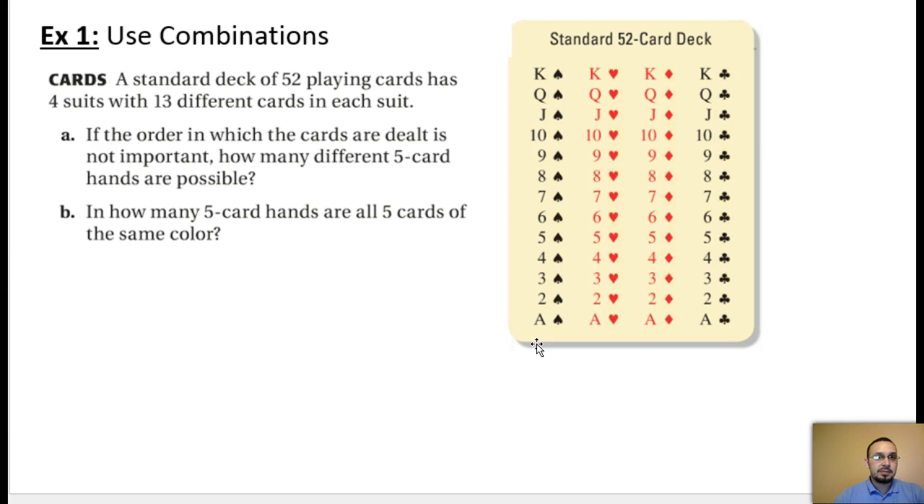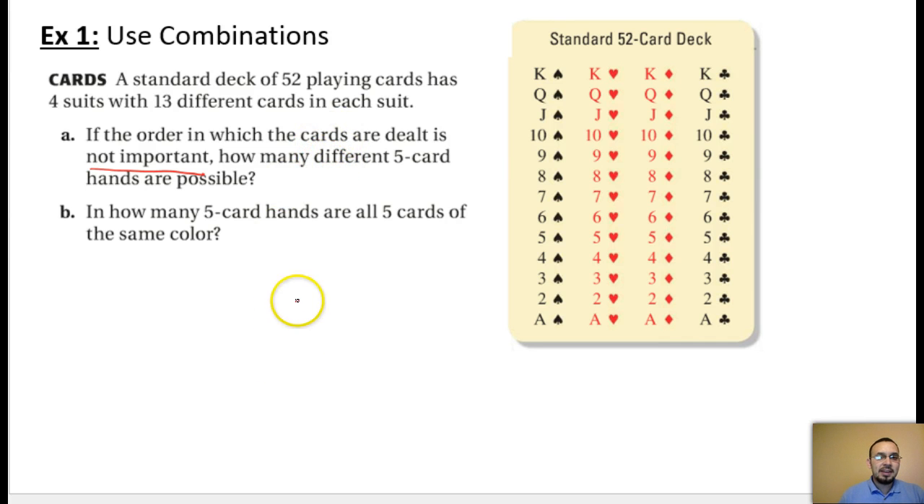An example of this: in our warm-ups, we looked at our playing cards and analyzed how many suits and all that good stuff. Here we're going to sum it all up. We have a standard deck of 52 playing cards, with 4 suits and 13 different cards in each suit. Here they are: spades, hearts, diamonds, and clubs. Part A says if the order in which the cards are dealt is not important, I'm telling you that order doesn't matter. How many different 5-card hands are possible?